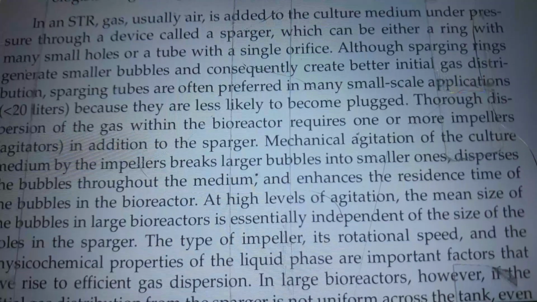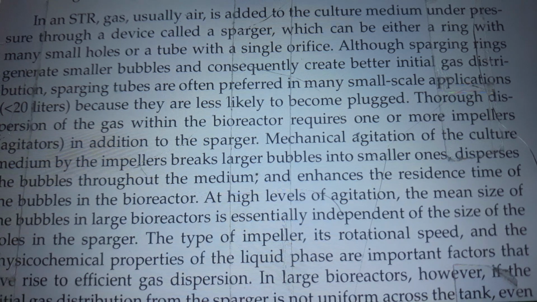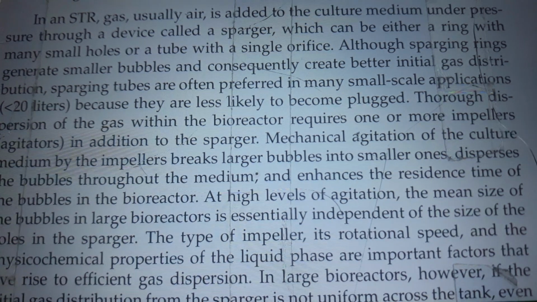In an STR, gas, usually air, is added to the culture medium under pressure through a device called a sparger, which can be either a ring with many small holes or a tube with a single orifice. Sparging rings generate smaller bubbles and consequently create better initial gas distribution. Sparging tubes are often preferred in many small-scale applications, less than 20 liters, because they are less likely to become plugged.